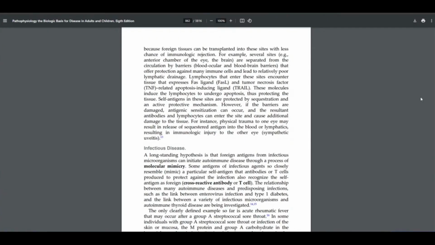However, if the barriers are damaged, antigenic sensitization can occur, and the resulting antibodies and lymphocytes can enter the site and cause additional damage to the tissue. For instance, physical trauma to one eye may result in the release of sequestered antigen into the blood and lymphatics, resulting in immunologic injury to the other eye. A sympathetic uveitis.